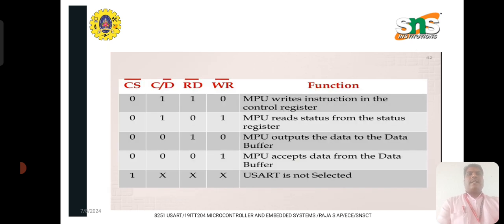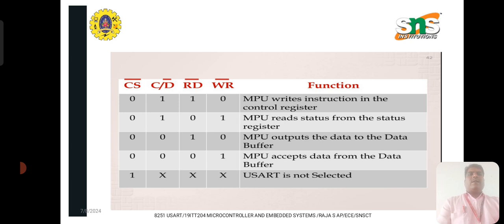Next, this is the control of chip select and control. Whenever CS bar is 0, C bar D bar is 1, RD bar is 1, and WR bar is 0, then the microprocessor writes an instruction into the control register. Whenever chip select is 0, C bar D bar is 1, RD bar is 0, and WR bar is 1, the microprocessor unit reads status from the status register.